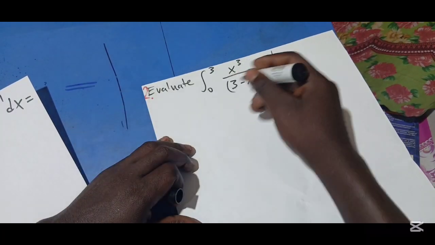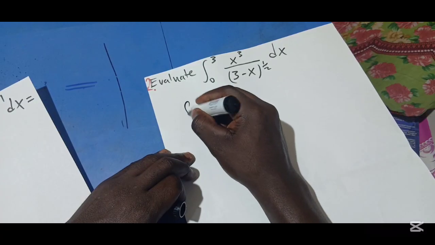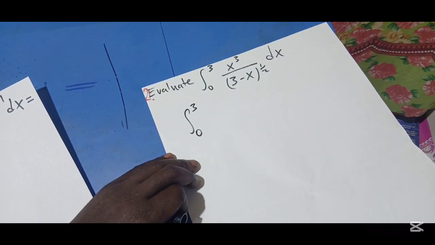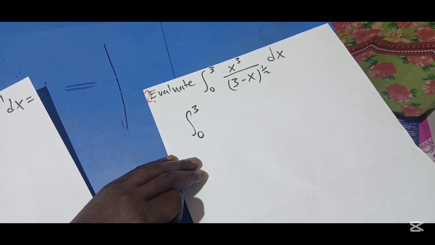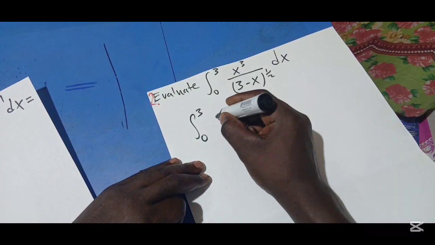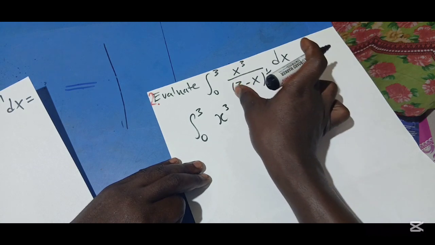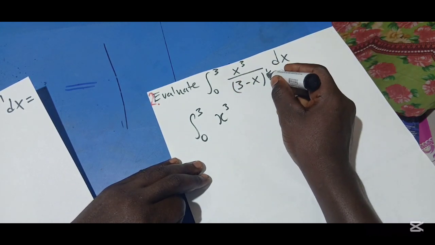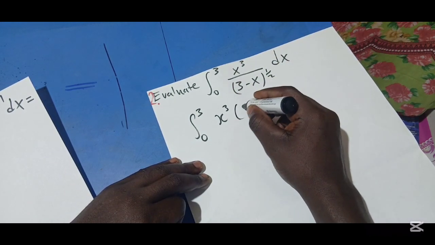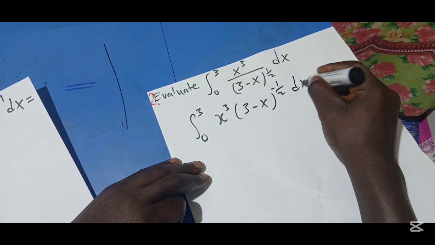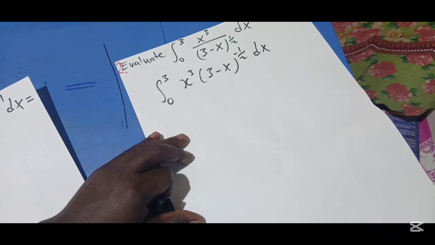Rewriting this question, it is the same as the integral from 0 to 3. For beta functions, the limit is from 0 to 1, right? But because it has properties of beta functions, after we are done with our substitutions, we are going to see a change in the limits. So x to the power 3 right here, crossing this, bringing this up here, will make the power negative. So we have (3 minus x) to the exponent minus half dx.